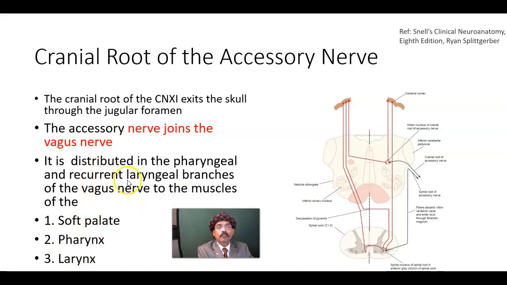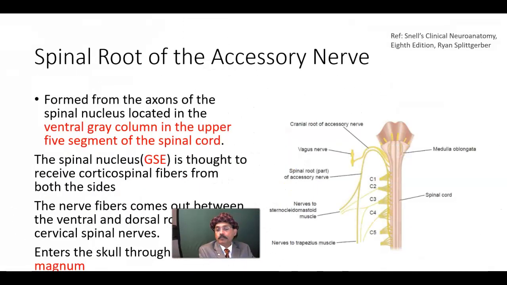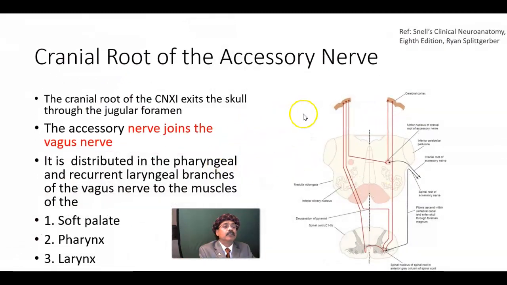It will be distributed through the pharyngeal and recurrent laryngeal branches of the vagus nerve to the soft palate, pharynx, and larynx. So this is the motor nucleus of the cranial root of the accessory nerve. It has a bilateral cortical connection, to one cerebral hemisphere and the other cerebral hemisphere, and this is the cranial root of the accessory nerve. It will be in contact with the spinal root of the accessory nerve.